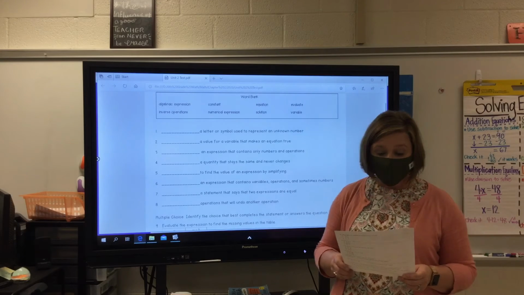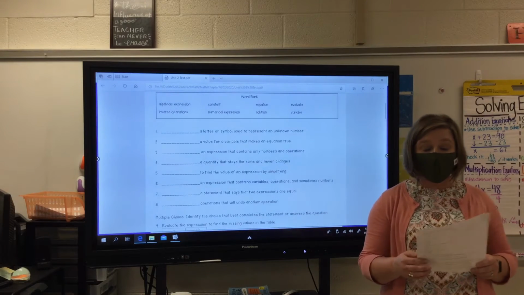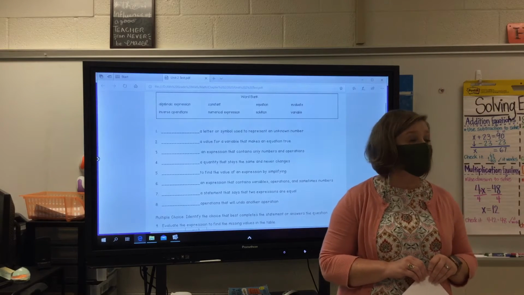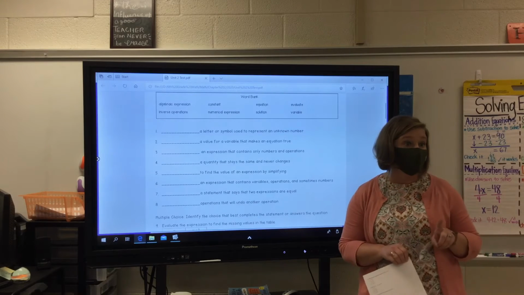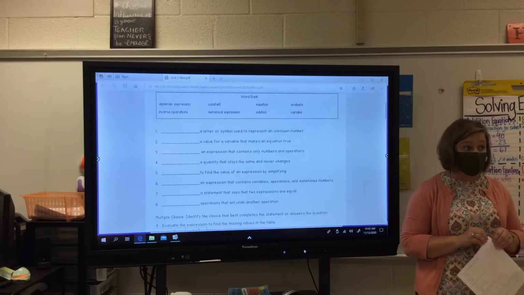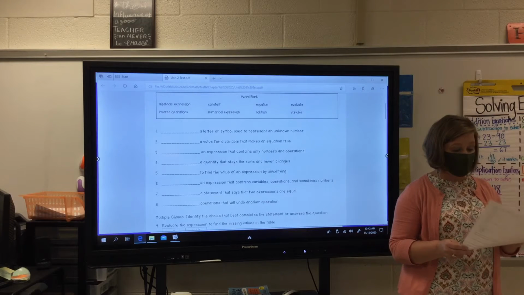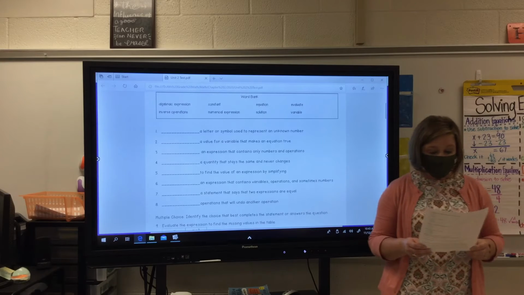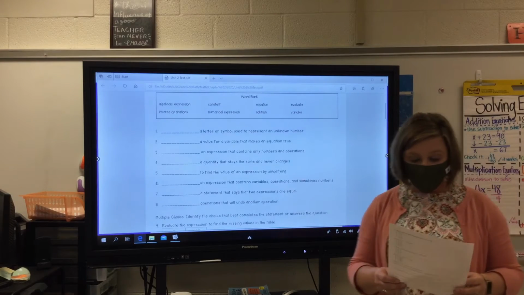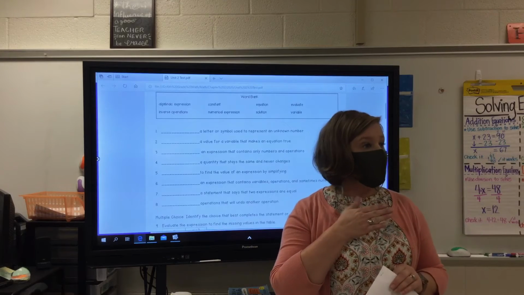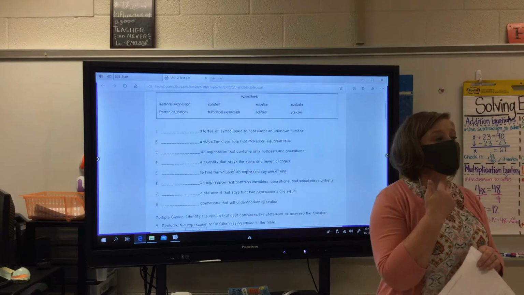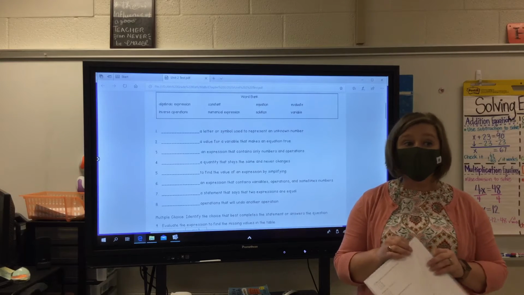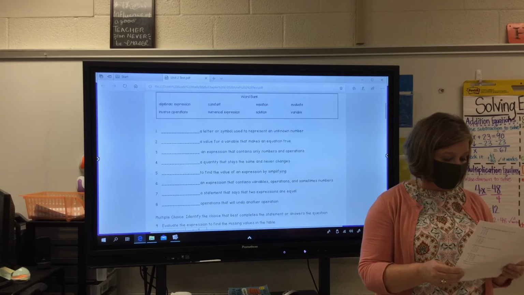Number 3, an expression that contains only numbers and operations. That one is not on an anchor chart in here, but that is a question that we talked about in chapter 1. That was also a vocabulary word on your chapter 1 test. Number 4, a quantity that stays the same and never changes. We talked about our heart when we talked about that. We talked about us breathing when we talked about that. And it is on the algebra vocabulary anchor chart.